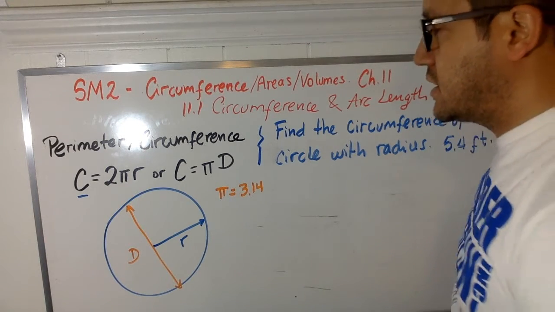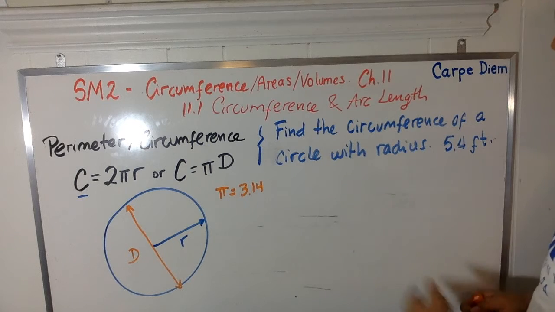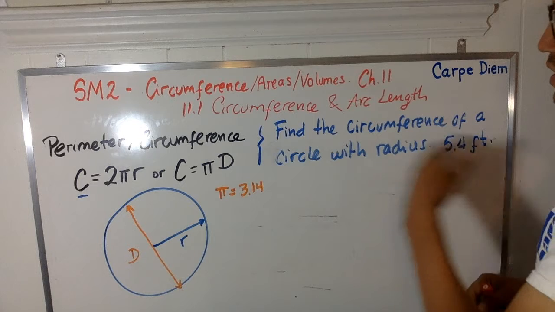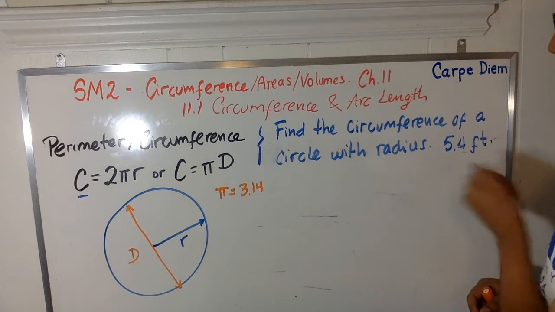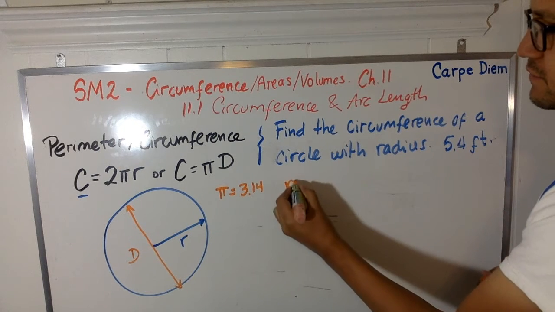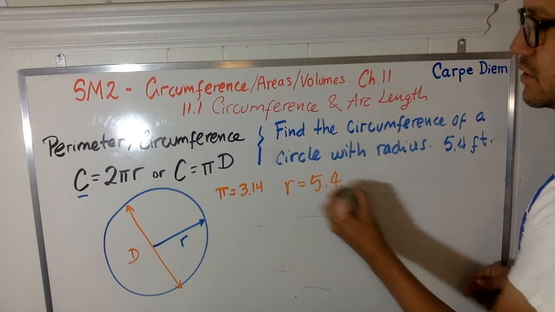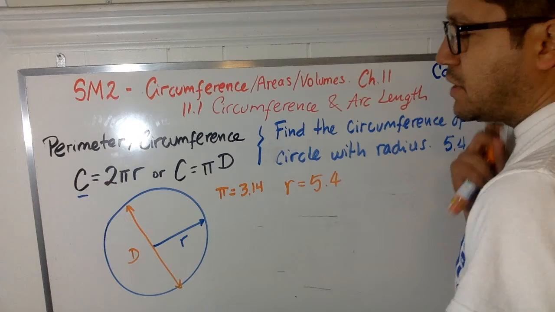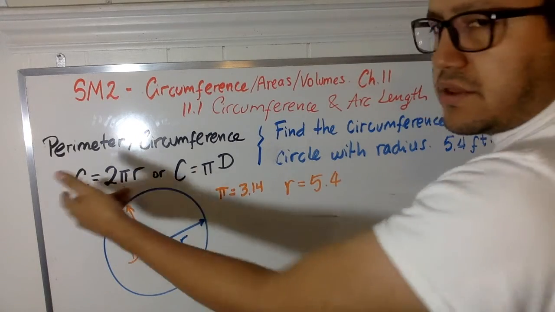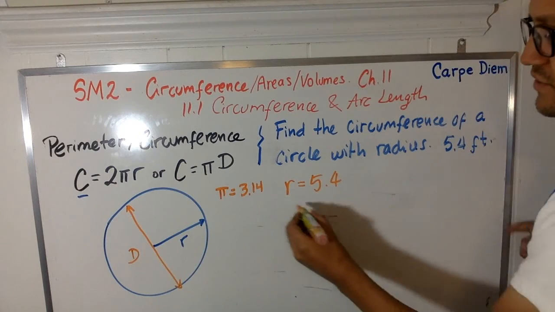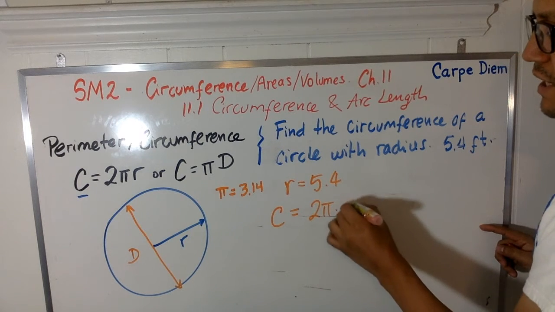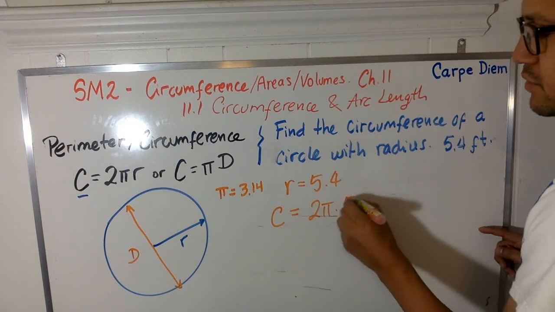Okay, so in this case, we have a first exercise where we have to find the circumference, the length of a circle that has a radius of 5.4 feet. We just have to remember that this is the relationship, and we can use either one, it's okay. So the circumference of that circle will be 2 pi multiplied by the radius, which is 5.4.